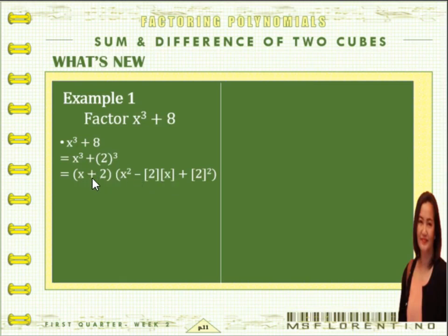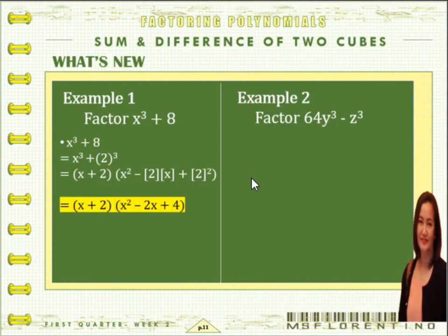To get the sign of the middle term, we get the opposite sign of the binomial factor. This is a plus sign, therefore for the trinomial factor, the sign of the middle term will be a minus sign. The factors of x cubed plus 8 will be x plus 2 times the trinomial x squared minus 2x plus 4.